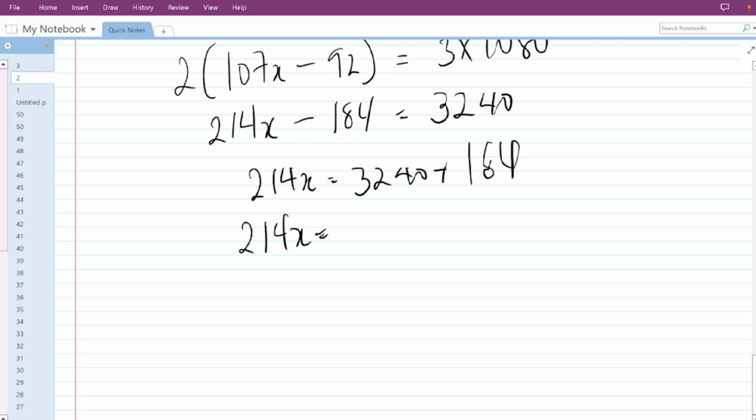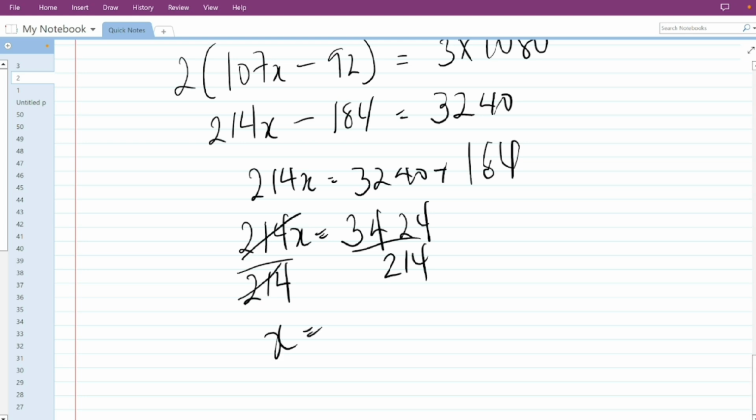214x equals 3240 plus 184 will give you 3424. We divide both sides by 214. This cancels this. You have your x to be 3424 divided by 214 with your calculator will give you 16. Therefore, the value of our x is 16. We can say x equals 16 kilometers.